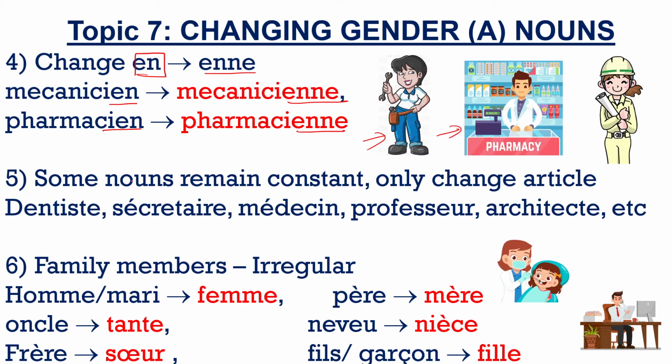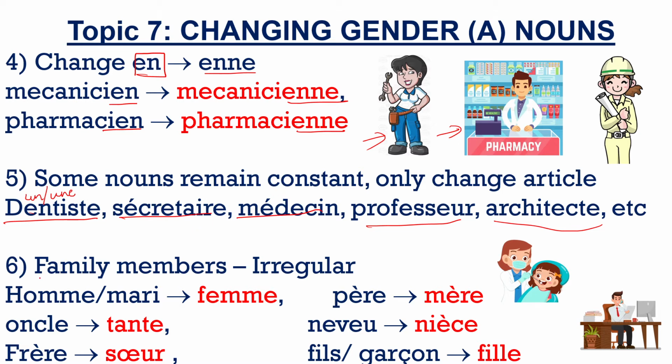Now some nouns remain constant in the masculine as well as feminine. You need to learn this list. There are more as well. You will only have to change the article. So dentiste, it is un dentiste for a masculine, une dentiste for a feminine. Secrétaire, secretary remains the same. Médecin, doctor remains the same. Professeur, teacher remains the same. Architecte remains the same. And there are a few more. So you'll have to find the list and learn which nouns do not change their gender.